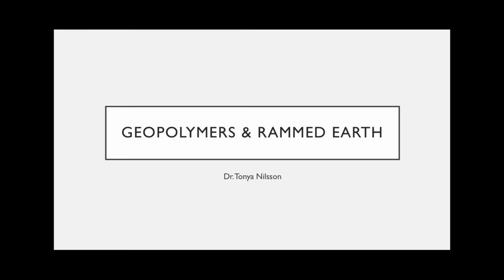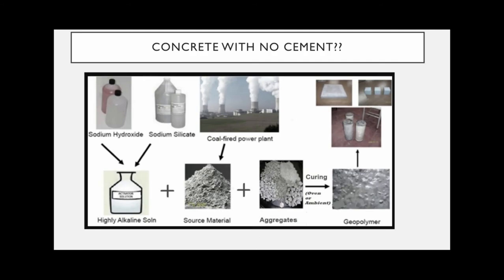So is it possible to make concrete with no cement? Well, it turns out it is if you start with a highly alkali solution, a source material, and some aggregates. You mix it all together, you cure it, and you end up with something like concrete called a geopolymer. But it's really important that we focus on what this highly alkali solution is and what these source materials are.